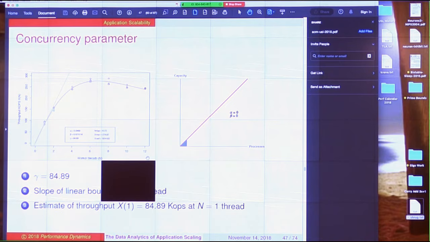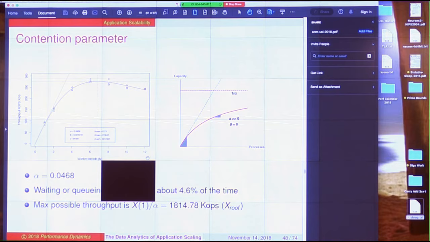The contention parameter one I just mentioned, so about 4.6% of the time it's actually serialized, contending for resources of some kind. And it turns out, if you take the throughput number with just one thread and divide that by that parameter alpha, it will tell you where that ceiling is, the horizontal ceiling, the limit, and that turns out to be just under 2,000 kilops per second. So these I'm getting now from the model. You wouldn't have gotten that just from the data.